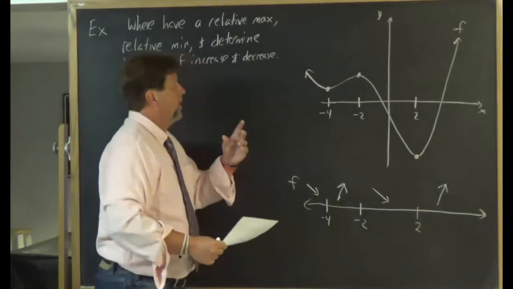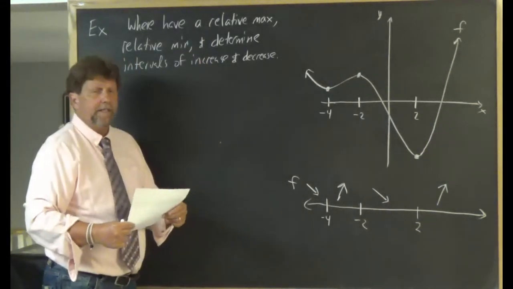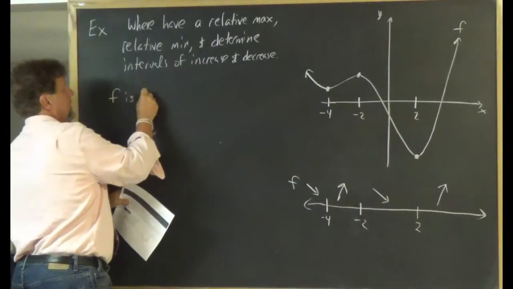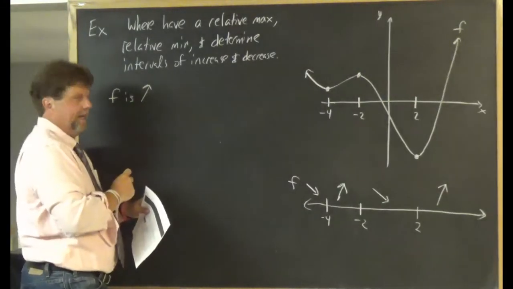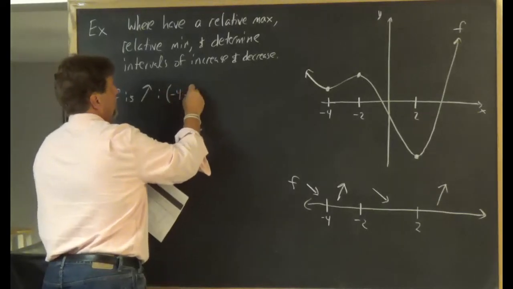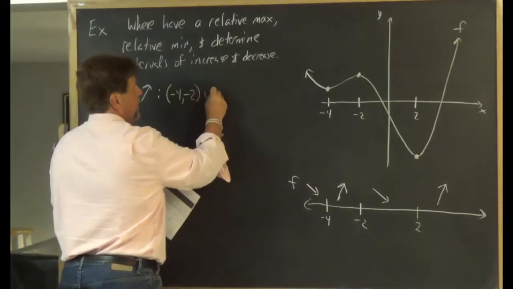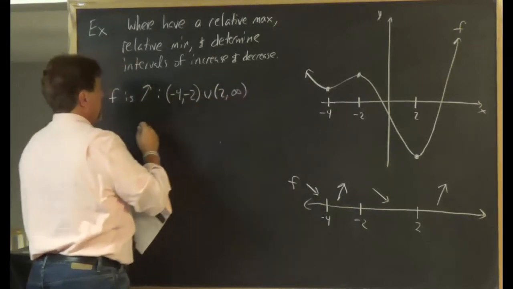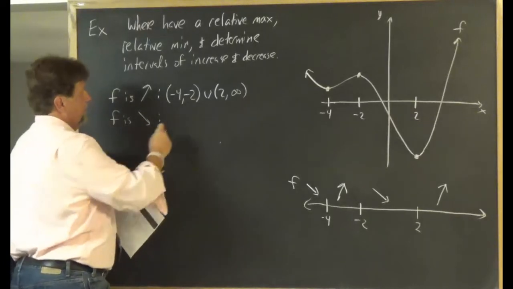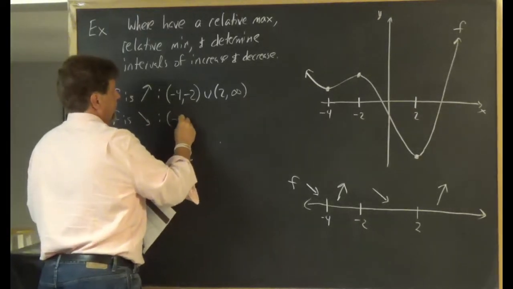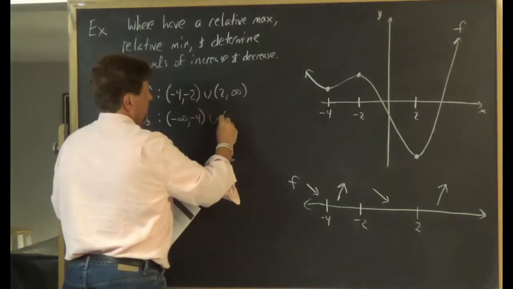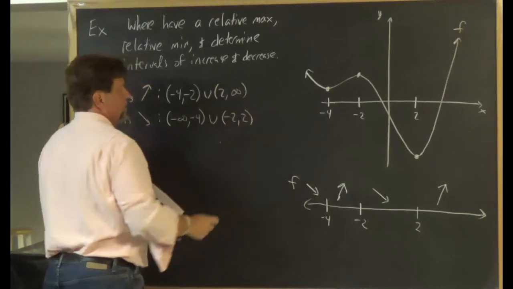Well, it looks like I've answered part of the questions here. Determine intervals of increase and decrease. So I could say the function is, and I'm going to use that symbol to represent increasing, the function is increasing on the interval -4 to -2, union with 2 to infinity. The function is decreasing on the interval -infinity to -4, union with -2 to 2.